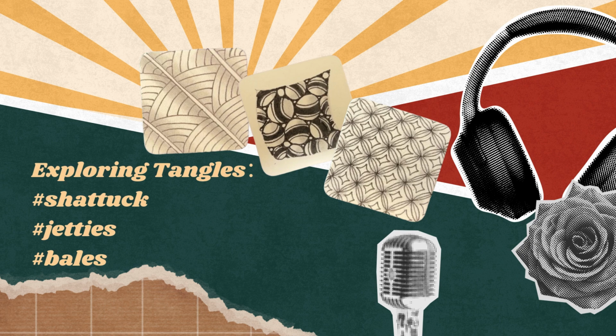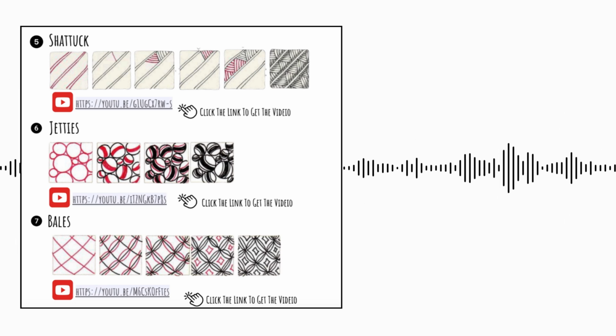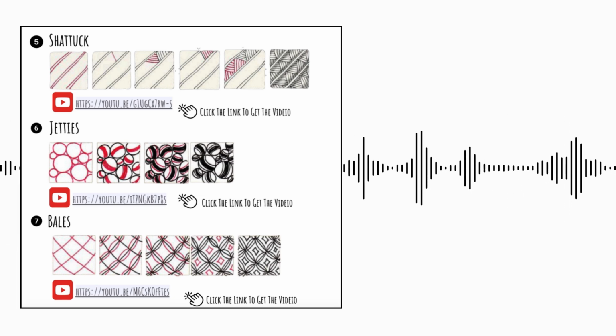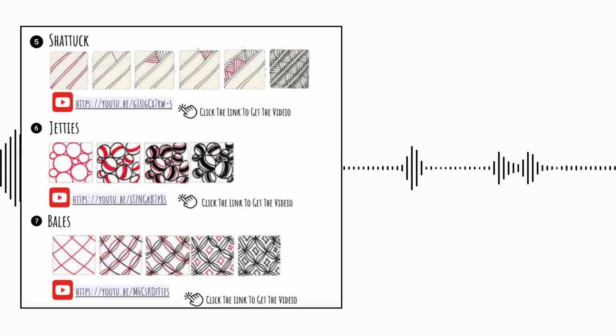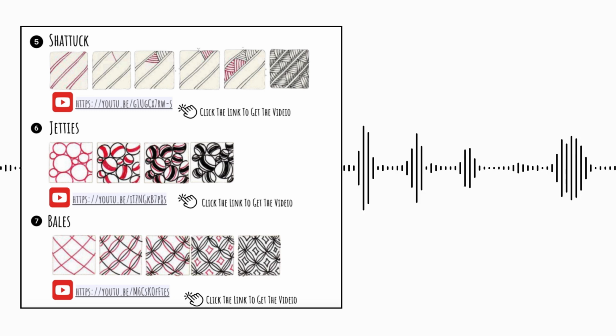I know you're here to really get into things thoroughly and quickly, and today we're going to do that with some pretty interesting patterns, I think. We've got Shattuck, we've got Jetties, we've got Bales. These are kind of cool patterns that really illustrate some different design concepts. So this is kind of your shortcut to really understanding these concepts. These are patterns that we're looking at from a source that describes them as tangles. What we're really going to be doing is exploring these patterns, how they're constructed, what they look like, and also especially what the effects of shading are.